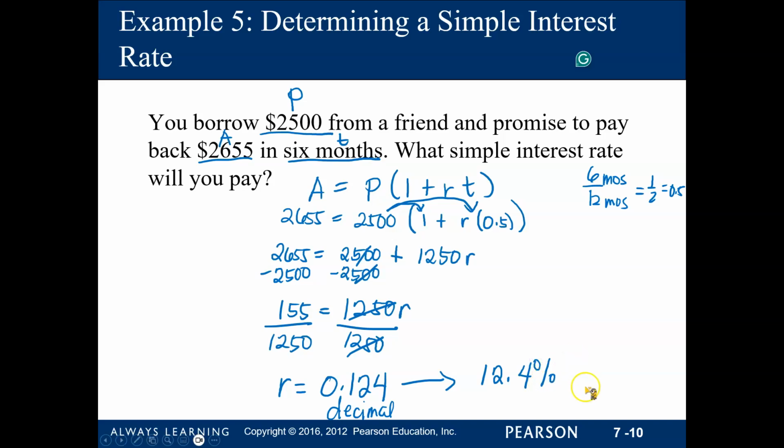12.4%. So whether you're missing the principal, the rate, or the time, all you have to do is use this formula. Use your algebraic skills in solving so that you can isolate the desired variable. All right? Thank you.